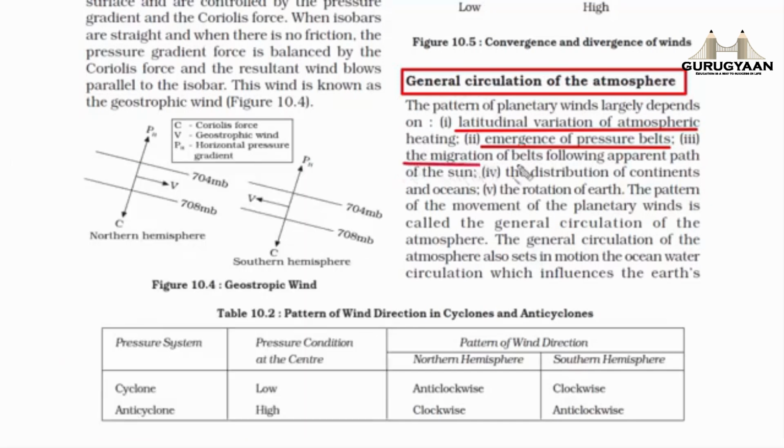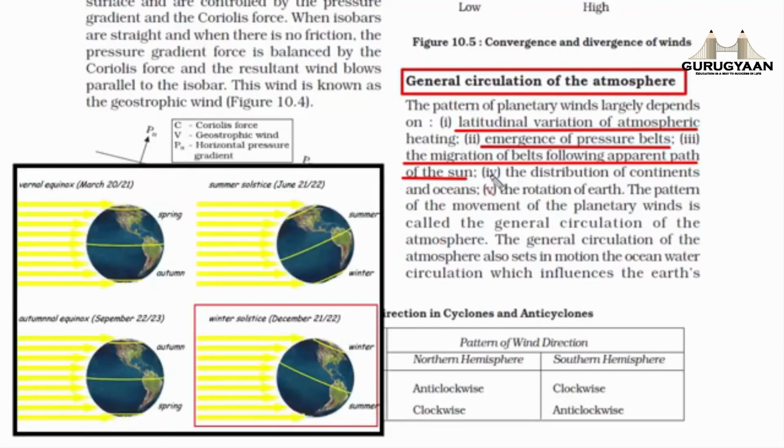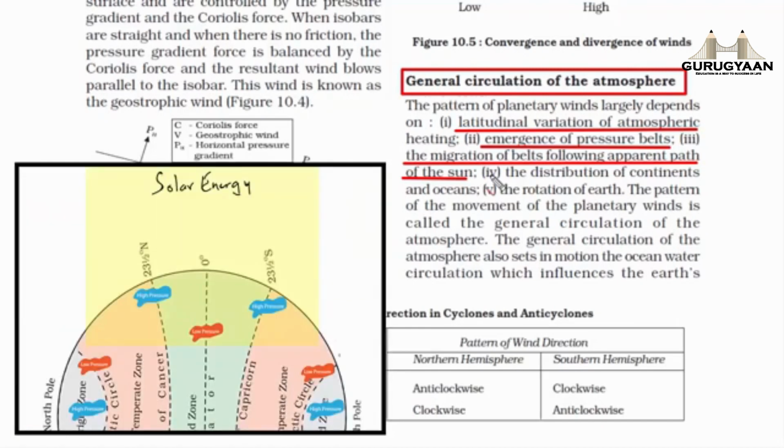The third one is migration of belts following the apparent path of the sun. Now pressure belts, that is the high pressure and low pressure zones, change with the position of Earth while revolving around the sun. For example, during the month of January, it is winter in the northern hemisphere. At this time, many regions in the northern hemisphere witness high pressure zones. Likewise, in the month of July, when it is summer in the northern hemisphere, low pressure zones build up in many places. So you see these pressure belts migrate with Earth's position. And when pressure belts migrate, it does affect wind's movement. After all, sun is the ultimate source of energy.